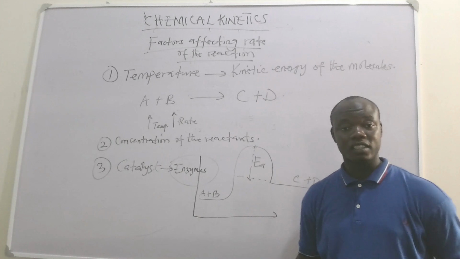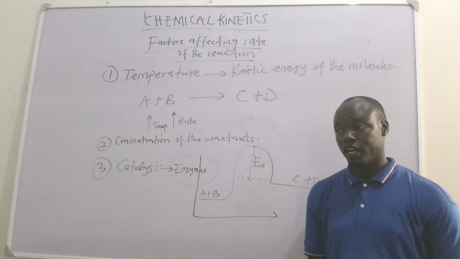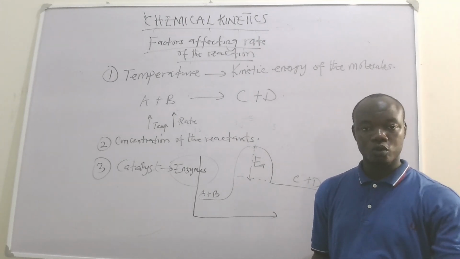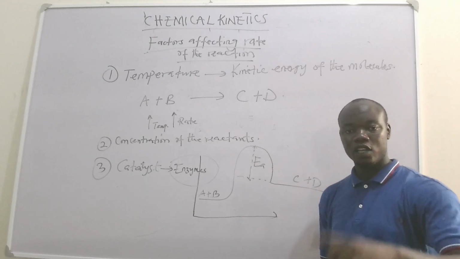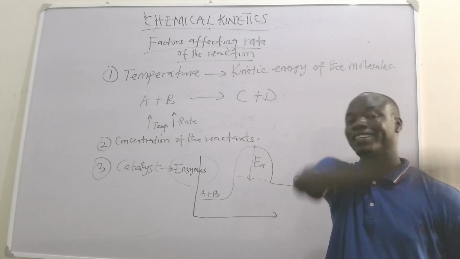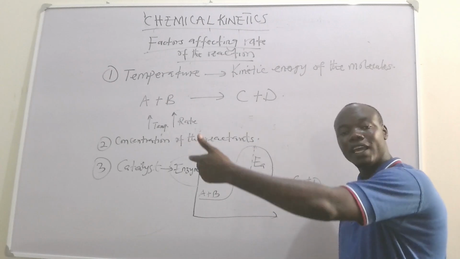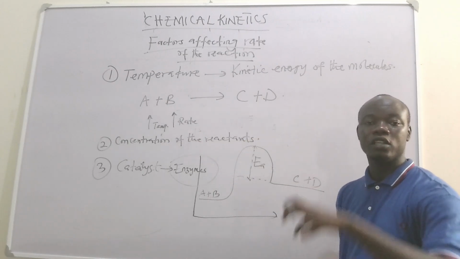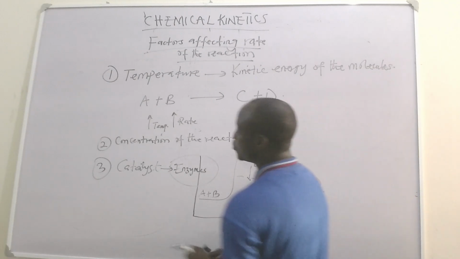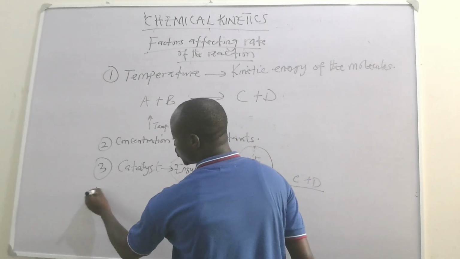And one thing with these enzymes, they are not consumed, they are not used up during the course of the reaction. If you have an enzyme convert A to B, the enzyme will not be part of B. It means it will be recycled and used for another round to convert another A. So it's not used up and not consumed during the course of the reaction. So that is for the catalyst. These are the three factors that affect the rate of the reaction, and we have a fourth one.